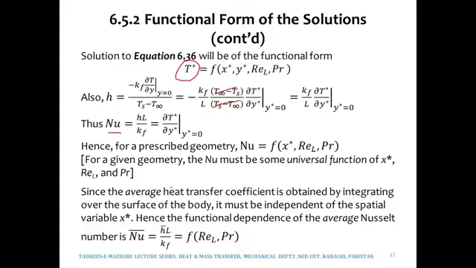So if you are talking about the average heat transfer coefficient, then even x star would not be there, because we have averaged out all the things. We would have integrated over the entire length. So x star would not be there, for the very obvious reason, and therefore average Nusselt number, Nu bar, would be a function of Reynolds number and Prandtl number only, and it will not be a function of x or x star. This is what is meant by functional form of the solutions.